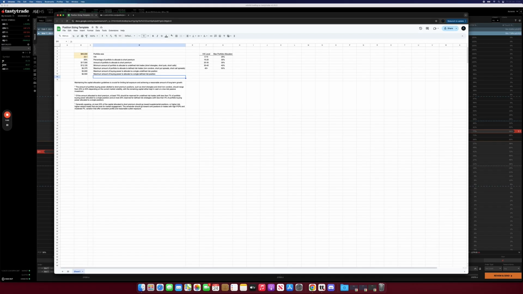Everything below will then be automatically calculated for you. It will tell you the maximum amount of buying power to allocate to any single defined risk position, undefined risk position, how much of your portfolio you should be allocating to short premium strategies in general, the minimum amount of your portfolio to allocate to undefined risk trades. What we went over today is an example of an undefined risk trade. And as long as you follow this guideline, you'll be absolutely fine over the long term.